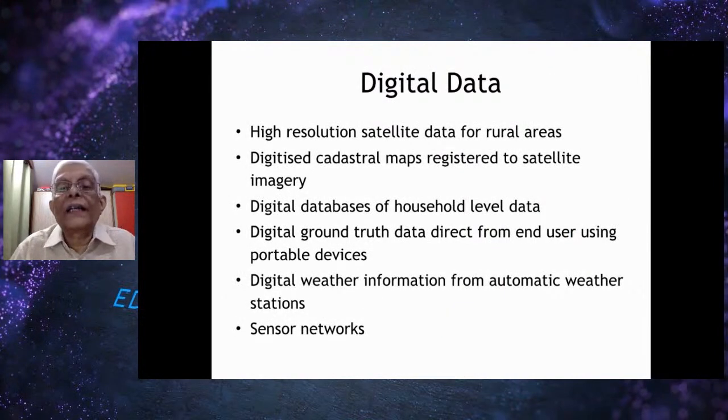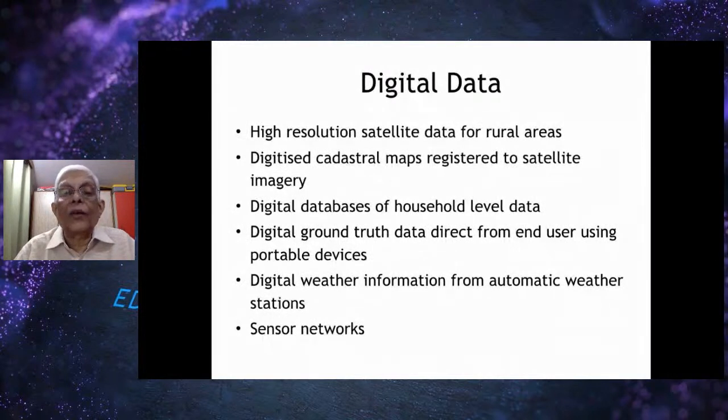You have high resolution satellite data, particularly for rural areas. You have maps, village level maps called cadastral maps. These are now being registered to satellite imagery. In fact, you can get them from Survey of India. A lot of digital databases on household level data, you can get from Census of India and many other resources.